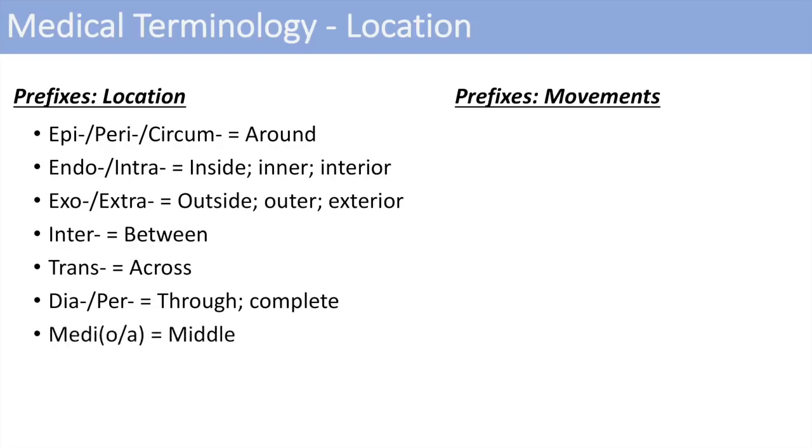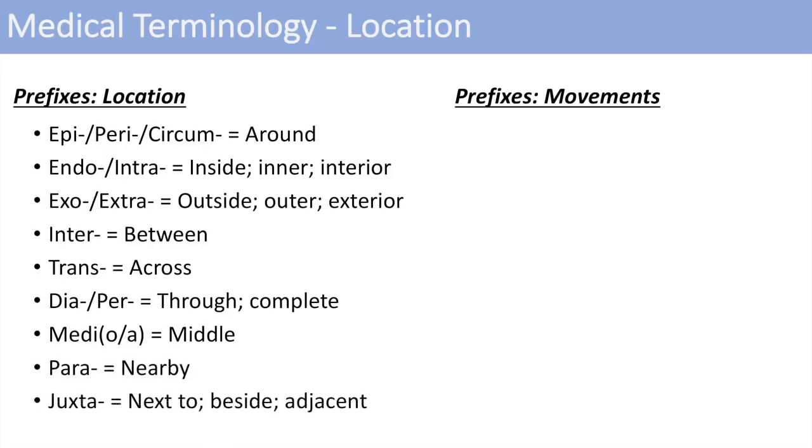The other one is medi or medio or media, which just means in the middle. The next one is para, which means nearby. Then we also have juxta, which means next to or beside or adjacent. So just think of juxtaposition. You put things beside each other.